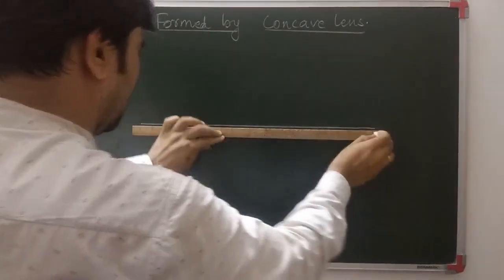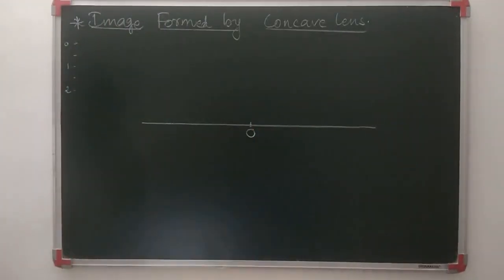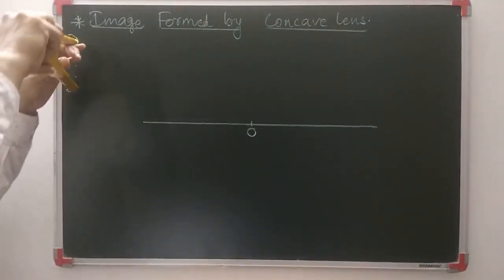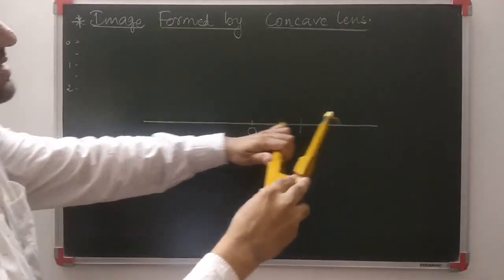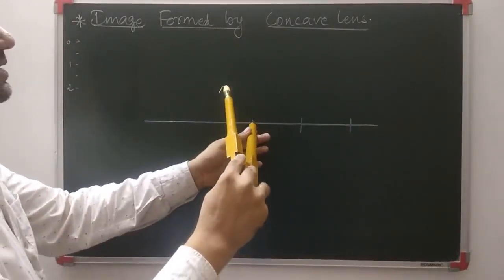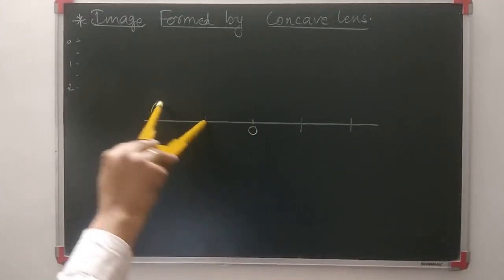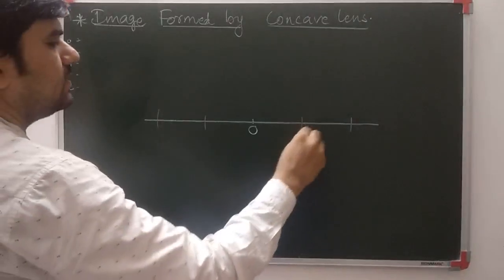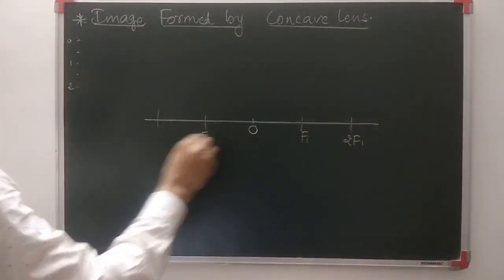First we have to draw the principal axis. This is the optical center. Let's take the length of the radius 2 cm. From point O, we should draw the arc. Keep the same radius, draw another arc. This is F1, 2F1. The same we'll do on the left hand side of point O, F2 and 2F2. So let us give these names: F1, 2F1, F2 and 2F2.